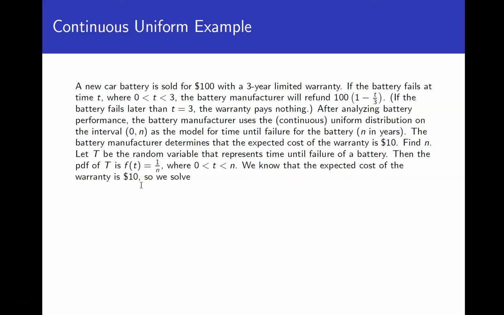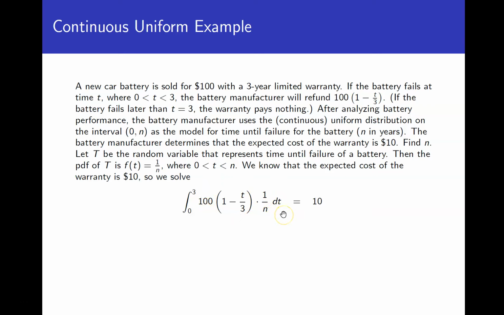Well, if we do expected value here, typically we go from 0 to N over the entire support. But remember again that we're looking for the expected warranty. Well, this warranty doesn't pay anything past time 3. So for the expected cost, in this case, we only need to worry about integrating from 0 to 3 of the function that we want the expected value of, so the expected warranty, times the PDF. That's all we need to do.